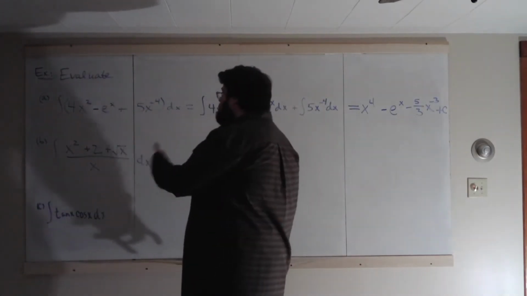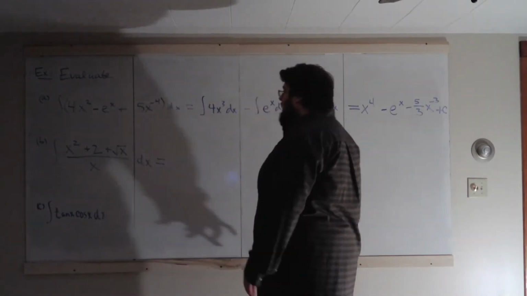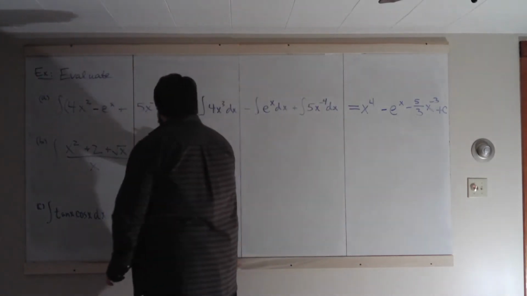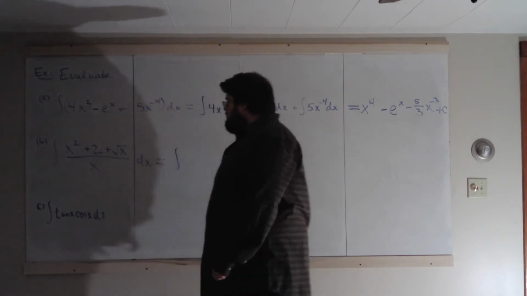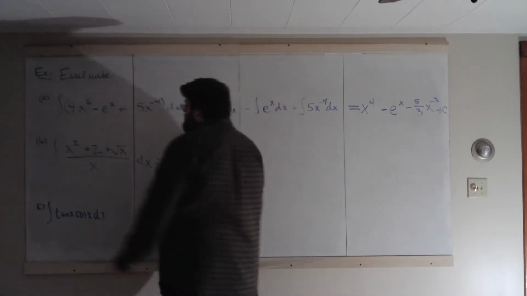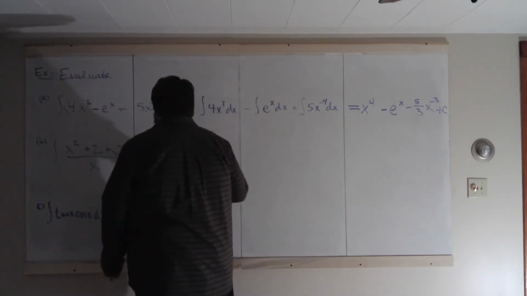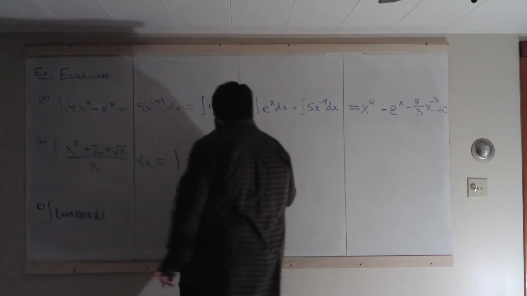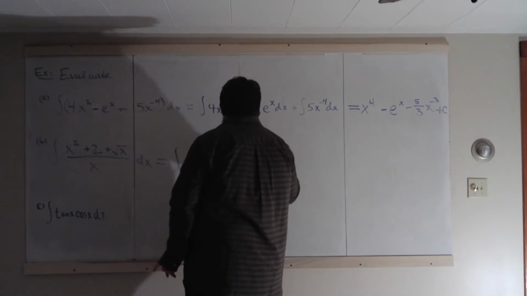We need to make this look like things in our integrals chart. Well, what can we do with this? Well, let's reduce the fraction. x squared divided by x is x. 2 divided by x is 2 divided by x. Root x over x is x to the negative half.